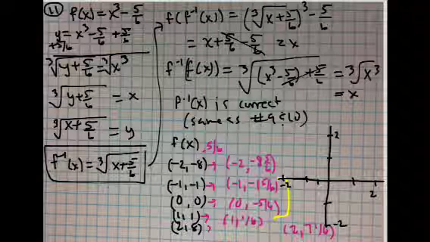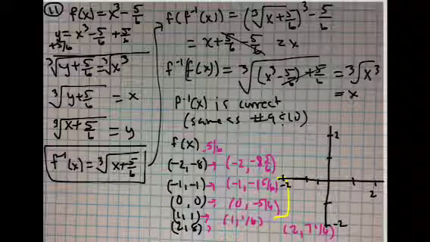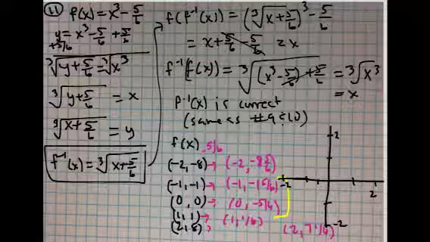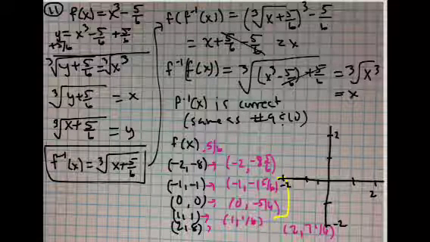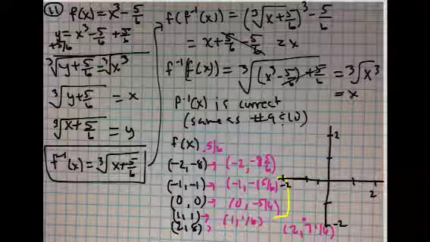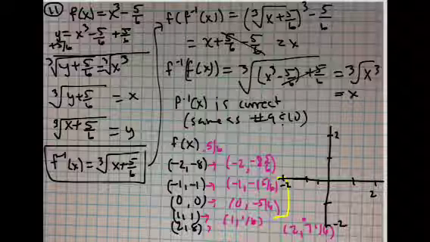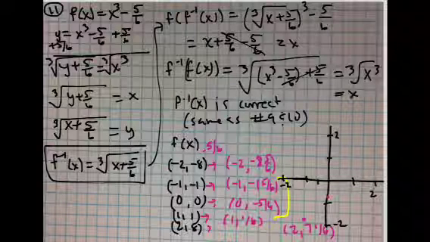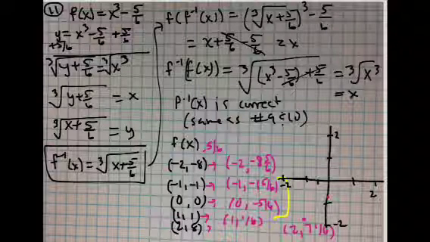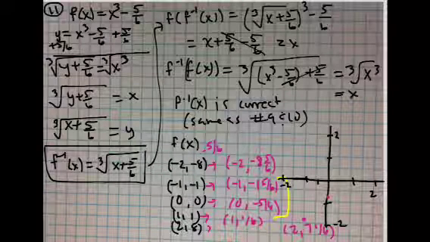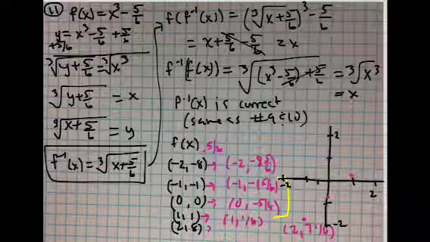So for the f of x, I'm using pink. So negative 1, negative 1 and 5/6 is approximately right here. 0, negative 5/6. So that's again approximately right here. And 1, 1/6. So 1 and 1/6 is approximately right here. So connect your points.